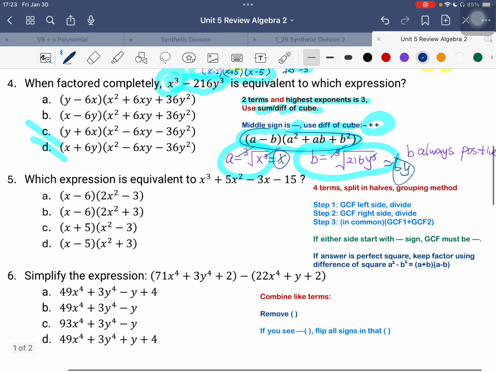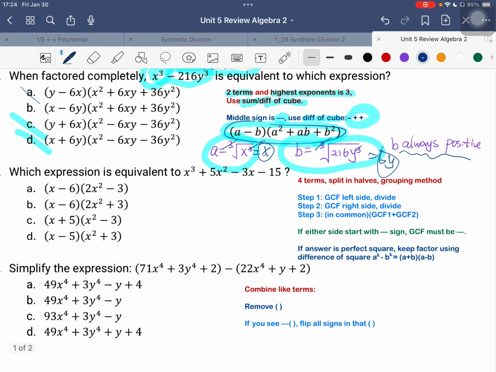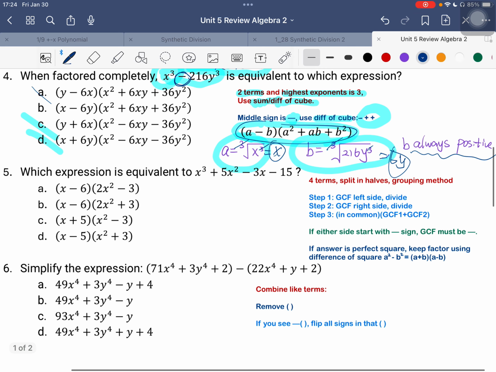Remember, the first term is A, the second term is B. So answer choice A is not correct. And again, B is always positive. The negative sign in the middle only helps you determine whether to use equation 1 or 2.